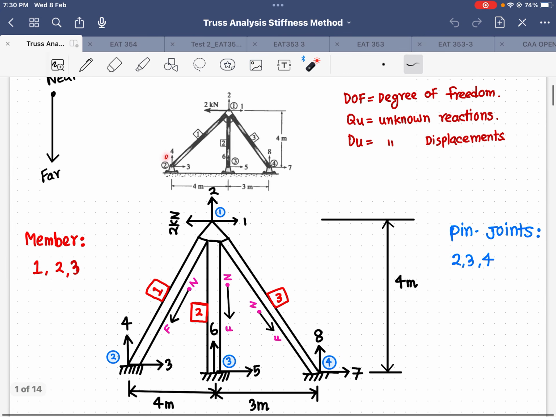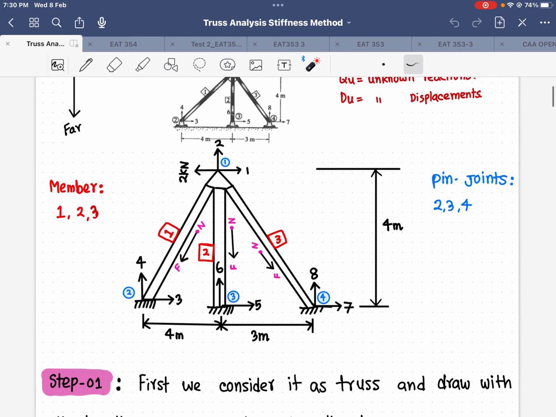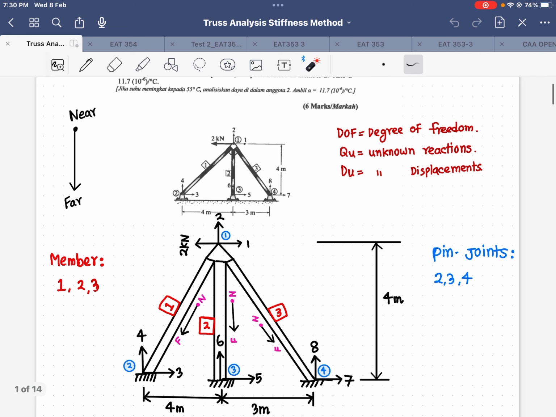From the second joint to the third joint the distance is 4 meter. Third joint to fourth joint the distance is 3 meter. Then we have the pin joints 2, 3 and 4. You can refer to my blue color as the joints, and the first member, second member and third member. DOF means the degree of freedom, Q U means the unknown reaction, and D U means the unknown displacement. So Q means the reaction, D means the displacement, and U means the unknown.